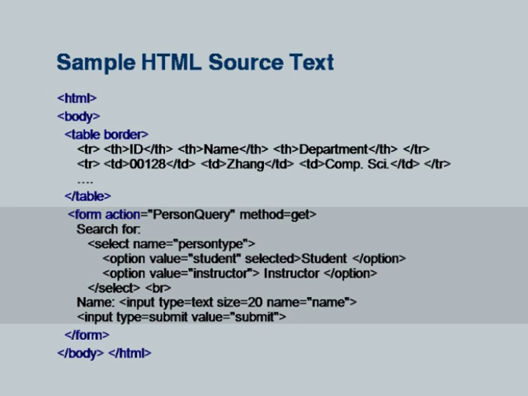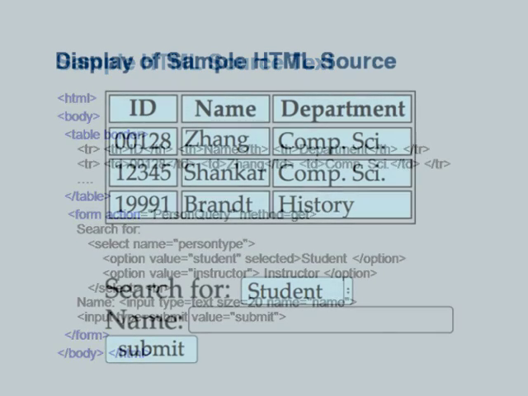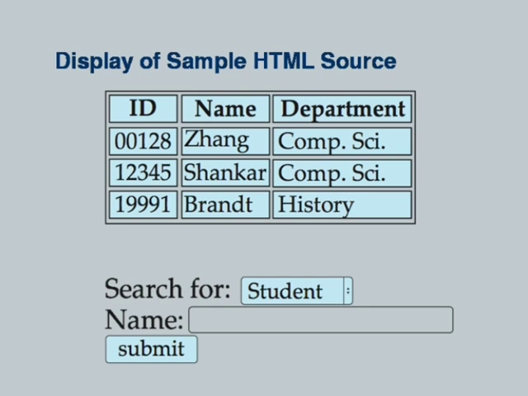And then there is a form in here, and the form has some text. It also has a select button, which we are going to see in the next page. I'll come back to it. So here is the table with the header, ID, name, and department, three records. Then a form which lets you select, search for student or instructor. Then you can enter a name and then click submit.